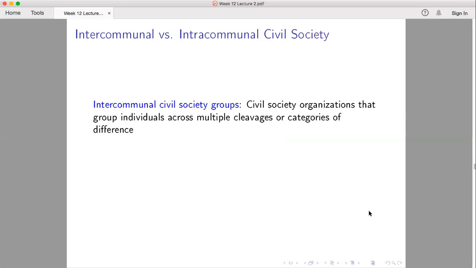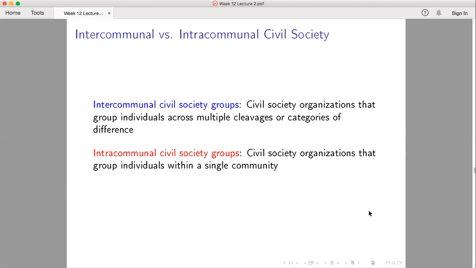So just to give you a couple of definitions, an intercommunal civil society group is one that, again, groups individuals across cleavages or categories of difference. We often think of these as bridging groups. They create social capital and bonds of trust between groups that are different in society. So they're kind of cross-cutting. And as I'll mention later, Varshney thinks that these are the types of groups that we should be aiming for because they're particularly productive of democracy.